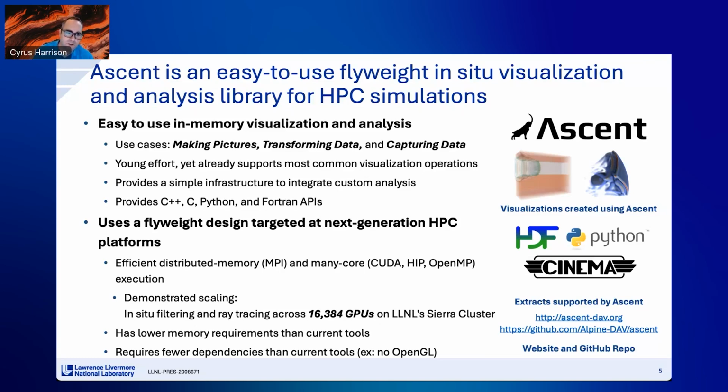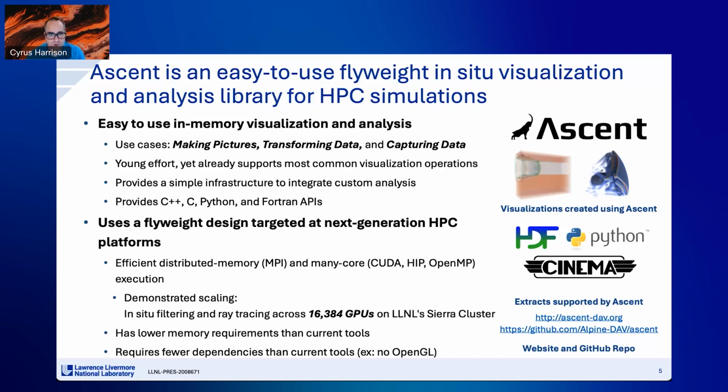And it was really important for us to have a smaller footprint. So this flyweight design. We do things with MPI, so it's an MPI code. And we also support many cores, so CUDA, HIP, OpenMP, et cetera, to run on GPUs. And it has been demonstrated to scale very well. So even back in 2018, we ran on all of LLNL's Sierra cluster and did ray tracing and filtering there, and that was a nice way to demonstrate this capability.